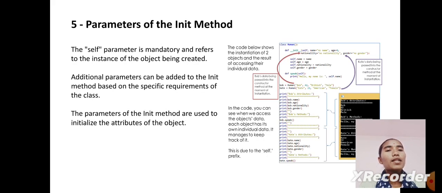Next, parameters of the init method. The self parameter is mandatory and refers to the instance of the object being created. Additional parameters can be added to the init method based on the specific requirements of the class. The parameters of the init method are used to initialize the attributes of the object.